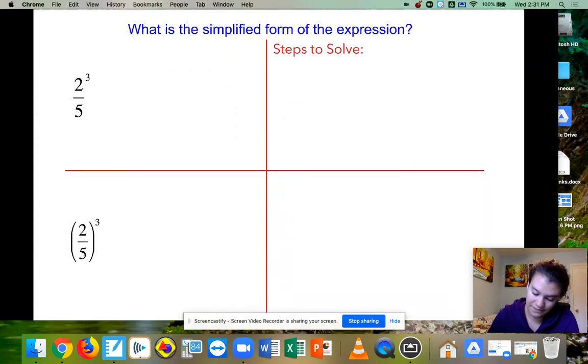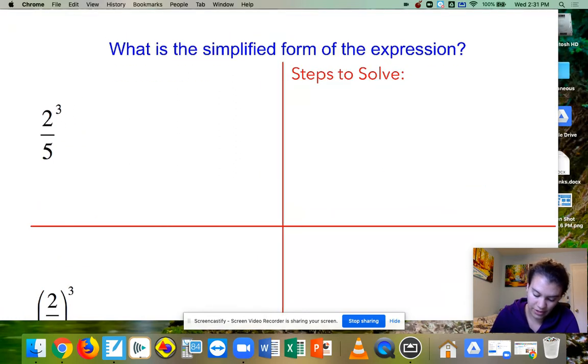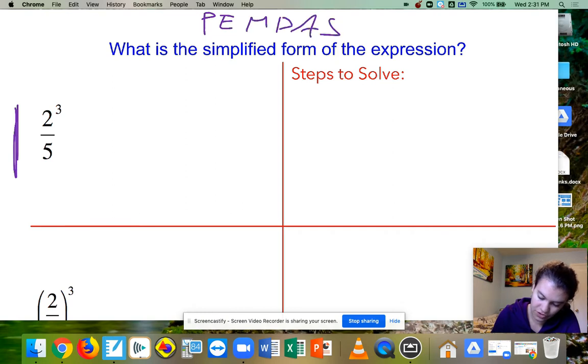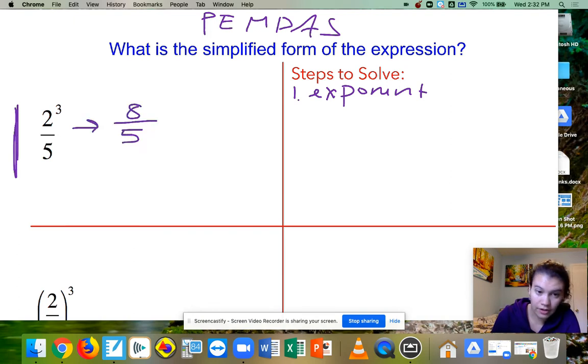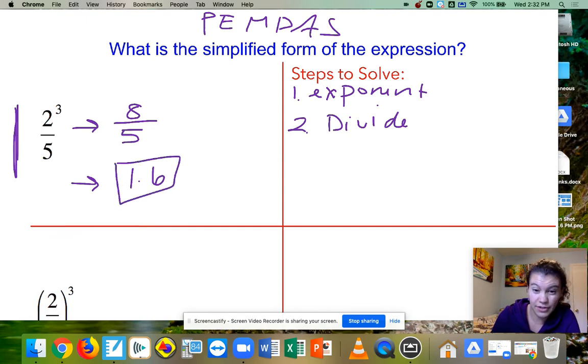So some examples. Here we have this right here, 2 cubed over 5. So the first step, if we have our PEMDAS, there's no parentheses, but there is an exponent. So the first step is we're going to get rid of the exponent. So this would become 8 over 5. And then the second step would be to divide. So 8 divided by 5 is then going to give you 1.6 as your answer.